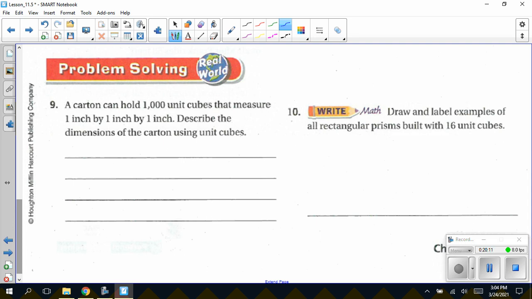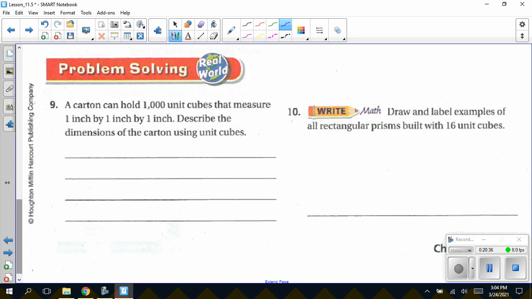So your carton can hold 1,000 unit cubes that measure 1 inch by 1 inch by 1 inch. Describe the dimensions of the carton using unit cubes. Remember, for your selections that you mark, when you multiply the length, the width, and the height together, it should equal 1,000 unit cubes.